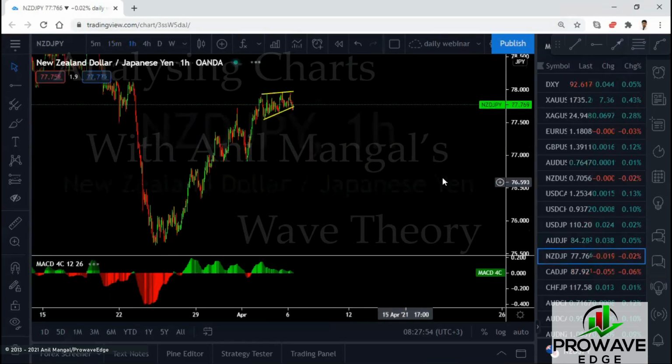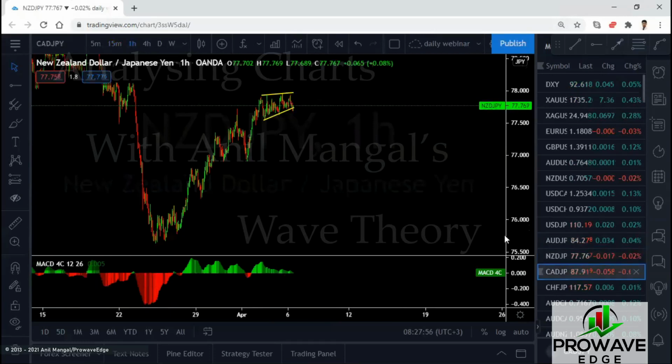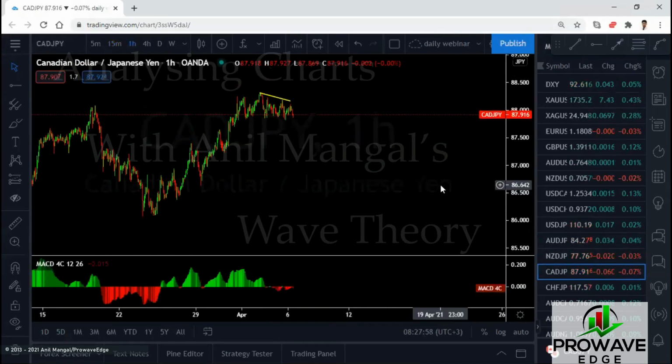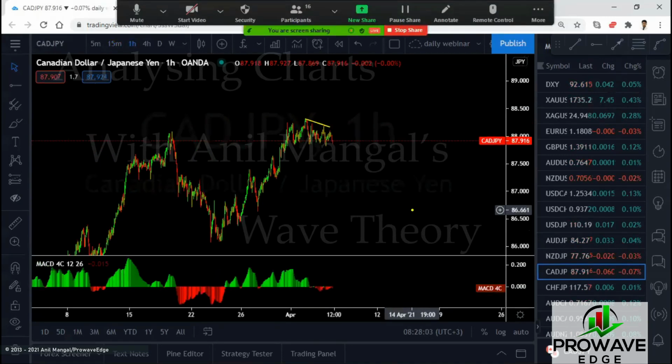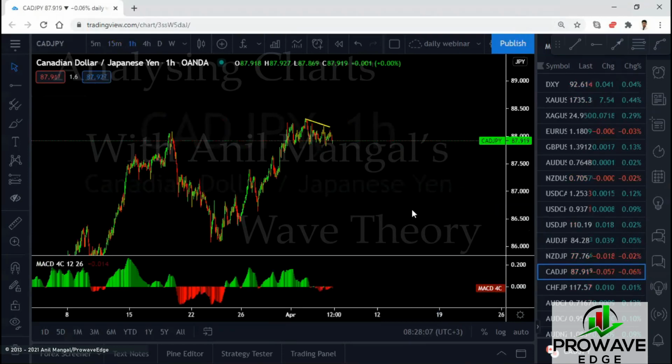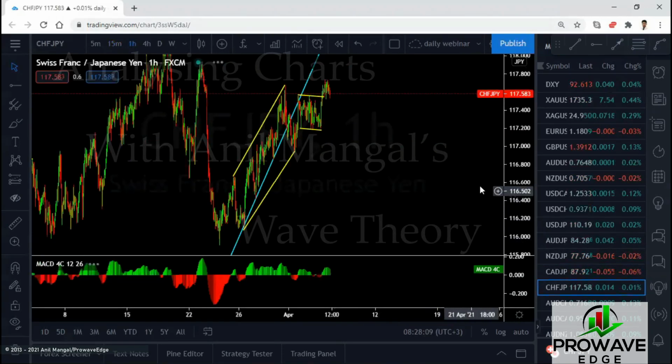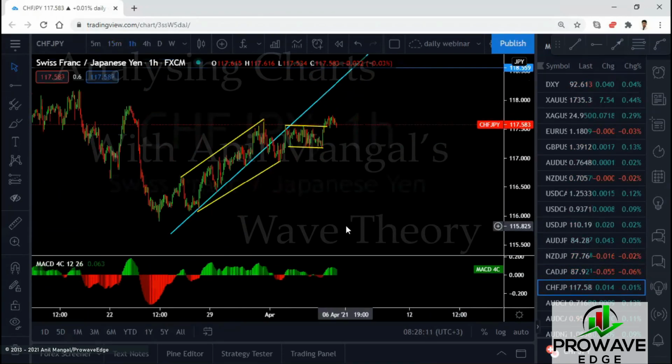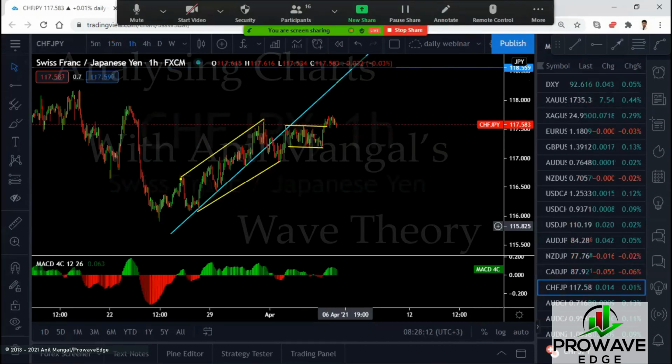New Zealand yen, same thing. CAD yen, same thing. CAD yen is a better one. CAD yen does not have that extra running flat. It's just a regular flat, a bigger regular flat for upside. Swiss yen, same thing. Swiss yen does not have a running flat. You already had a running flat here. See this? So this is just correction, but we just broke the top and it's not going.